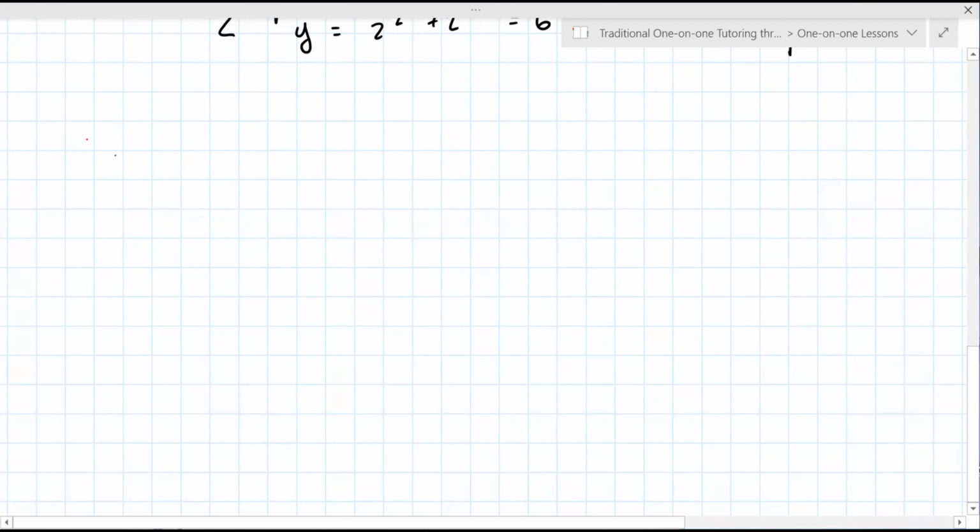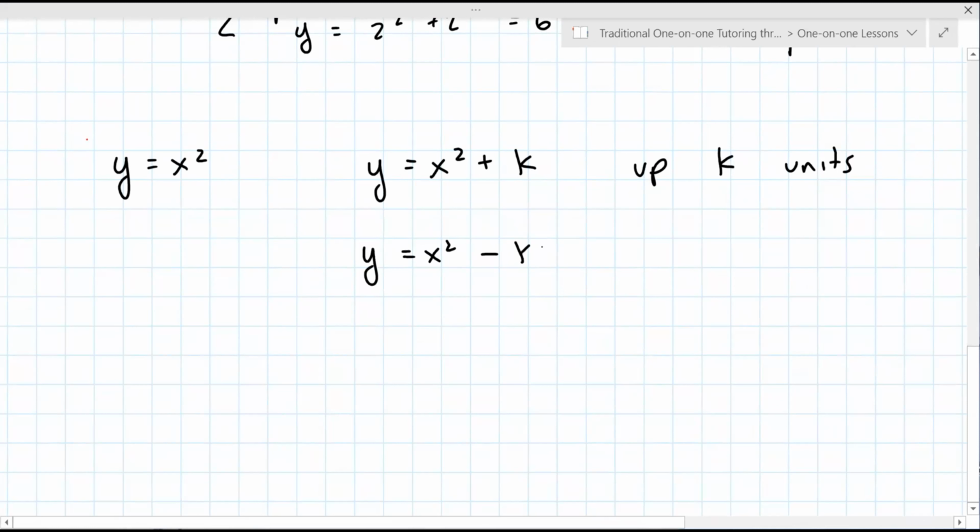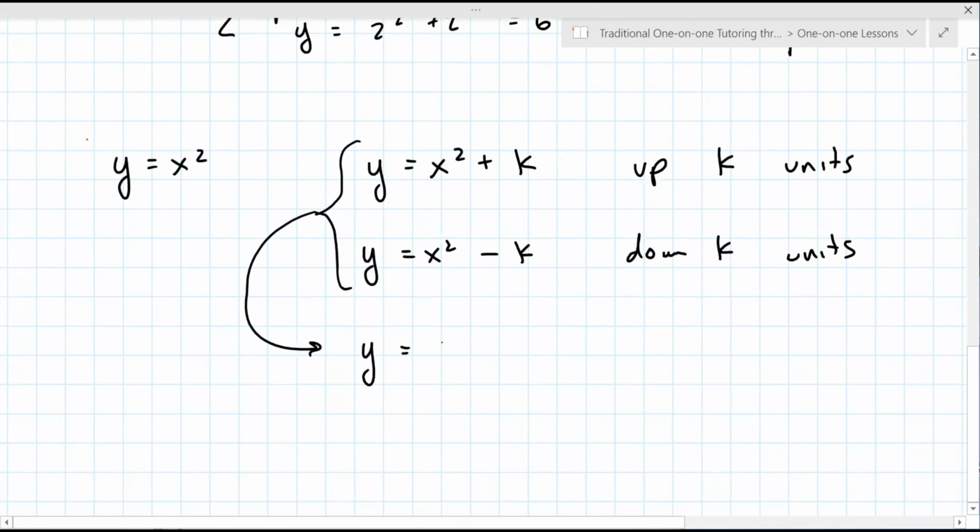So if it's y equals x squared, y equals x squared plus k means you're going up k units. And if it's y equals x squared minus k, you're going down k units. This is sometimes summarized in one line, and this may be how you want to remember it, because k can be positive or negative. You just say up slash down k units. Is that okay?